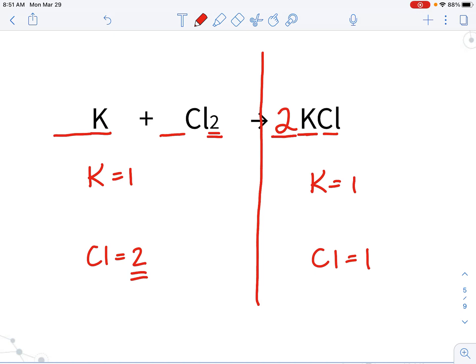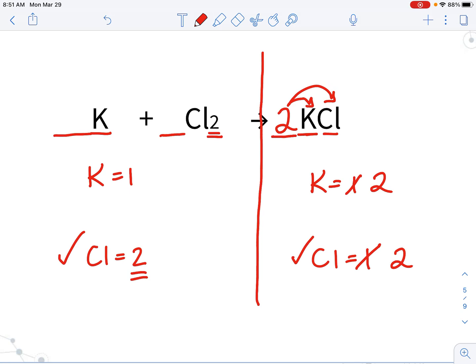Now, when I do this, this 2 not only applies to the chlorine, but it also applies to the potassium. It kind of distributes itself. So I now have chlorine with 2 atoms. Check. That is now following the law of conservation of mass. But now I also have 2 potassium atoms.